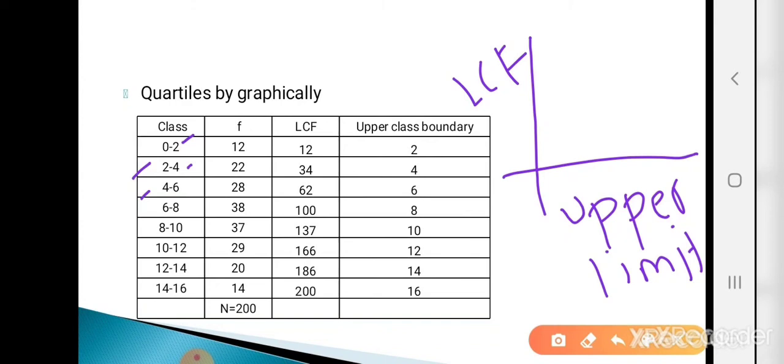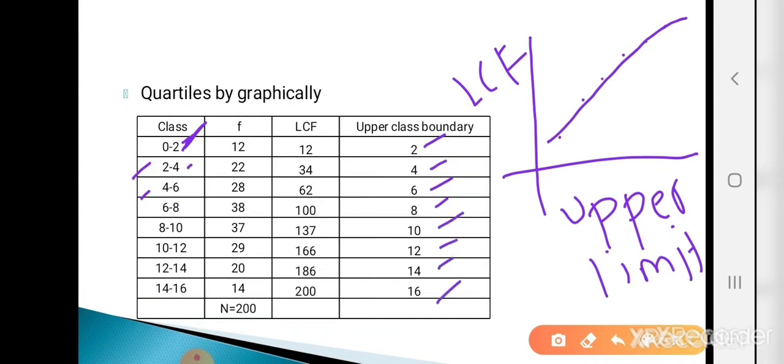Okay, so take upper limit on the x-axis and LCF on the y-axis, plot the points on the xy plane and join these points by a smooth curve. The graph is called the less than Ogive curve. Okay, so what is the upper limit? That is the upper class boundary of the first class, 2. Then for the second class 4. Then 6, 8, 10, 12, 14 and last is 16.